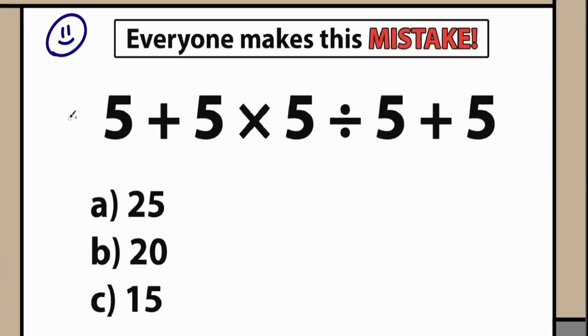Today we have a very interesting, I would say quick and relaxing math question. Here you can see this question in the middle of the screen. We have 5 plus 5 times 5 divided by 5 and plus 5, and we need to get this down to one value. Right here we have three options, option A, option B and option C.